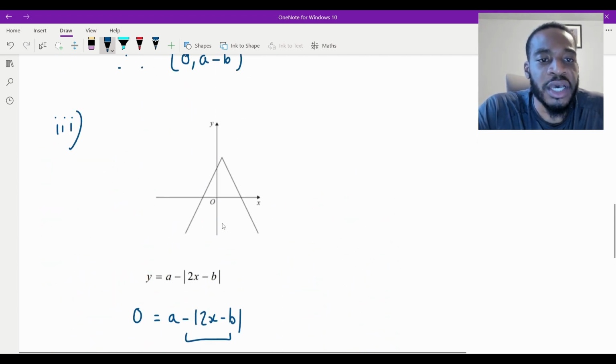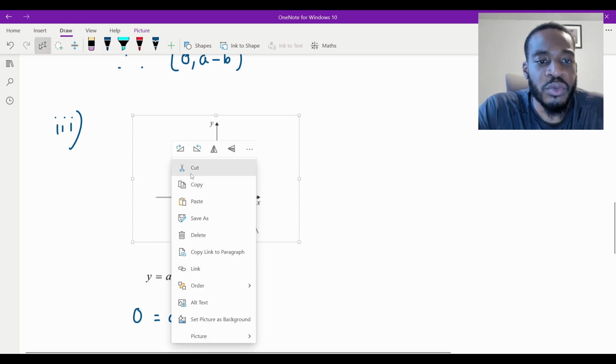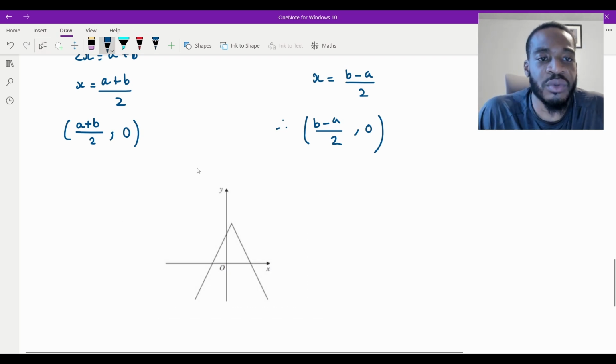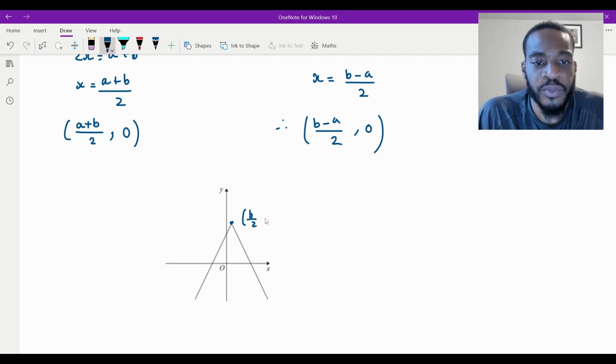Now, for context, where does everything go? Well, remember we figured out where the vertex was. The vertex was this point here, and that was b over 2 and then a. Right, so that is b over 2 there.